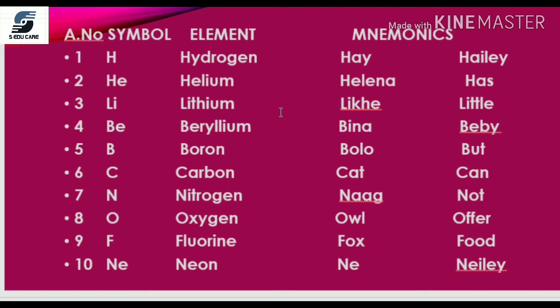On the right side you could see here, Haley has little baby but cannot offer food Nelly. So this sentence also needs to be remembered by you if you would like to remember the elements from hydrogen to neon, right? It is quite easy, right? So students, you just have to remember the sentences, then that's going to be amazing and it will work throughout your career, because elements play an important role in our chemistry chapters. That is why I made this.